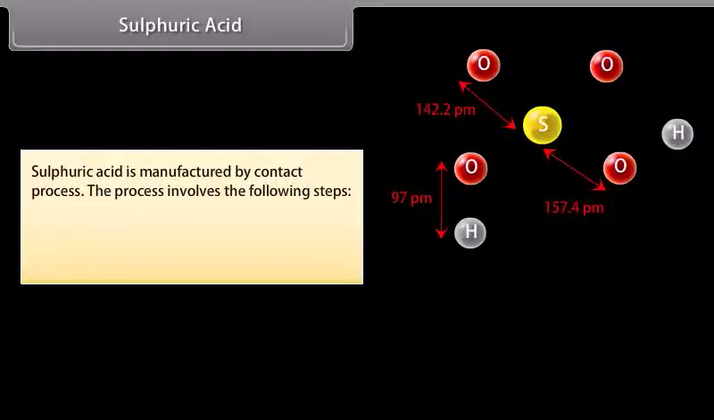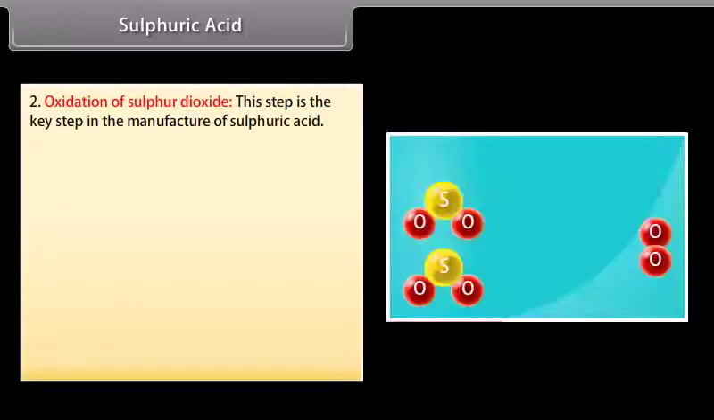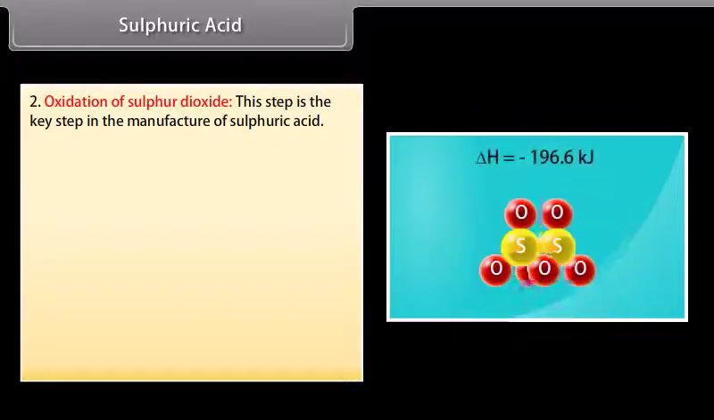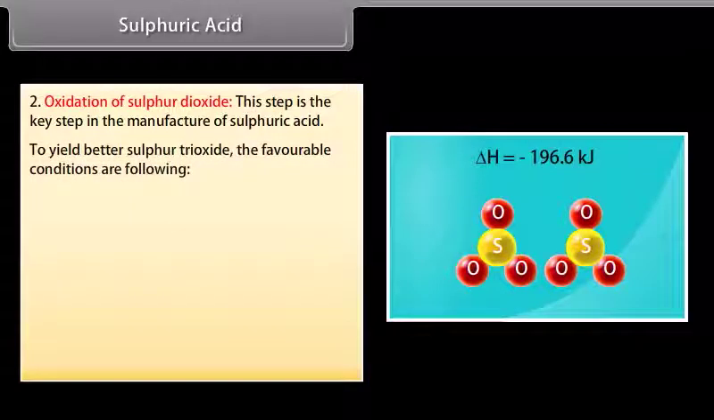The process involves the following steps. Production of sulfur dioxide. It is carried out by burning powdered sulfur or roasting of sulfur-rich ores. Oxidation of sulfur dioxide. This step is the key step in the manufacture of sulfuric acid. To yield better sulfur trioxide, the favorable conditions are the following.